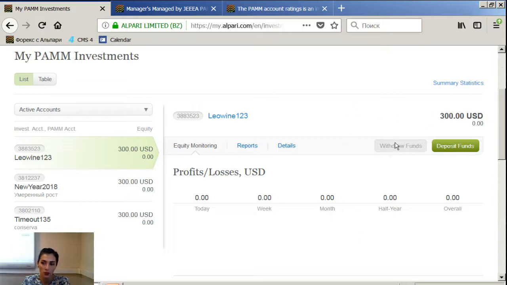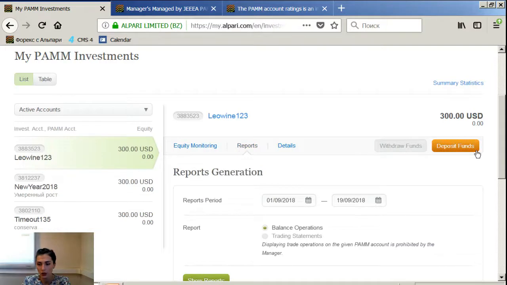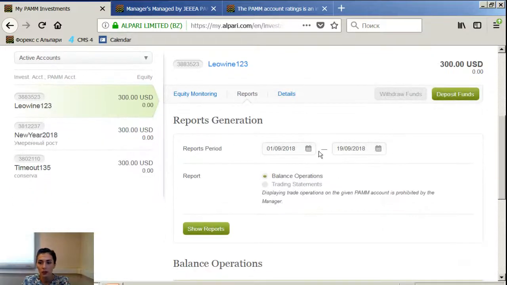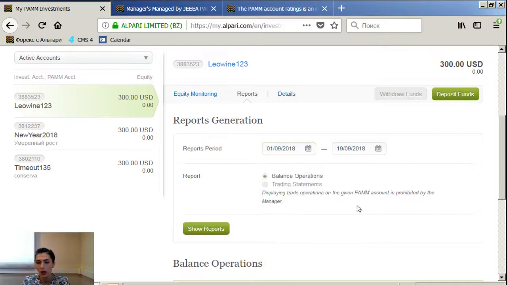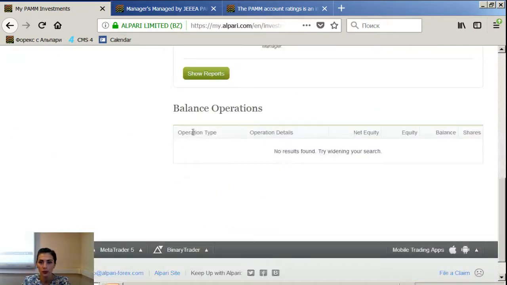Here you can see withdraw. You can see the button withdraw funds or deposit funds, and of course you can click and do one of these actions. You can get the report generation, balance separation for a certain period of time. You should choose it here from 2 and then show reports. Also, you will see here all your balance operations.